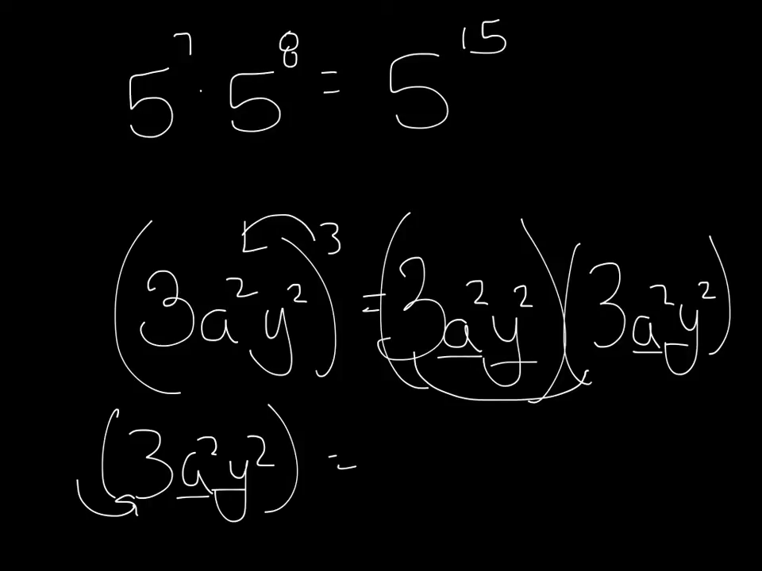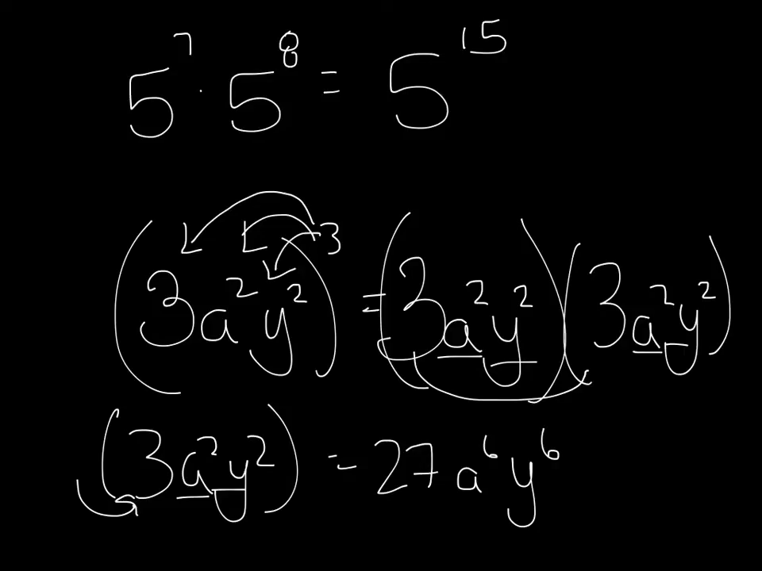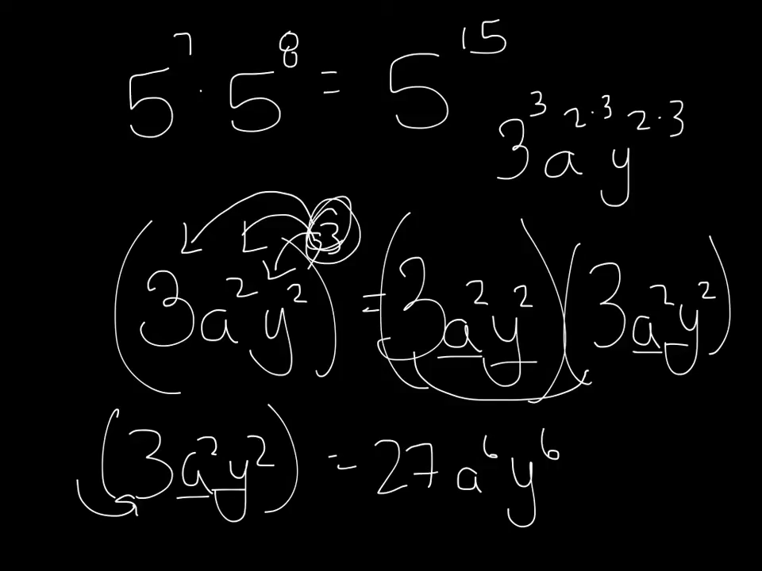So that's equal to 27 because we know 3 times 3 times 3 is 27. And that must be a to the 6th because we can just add them up. That's a squared times a squared times a squared. And that must be y to the 6th. So you might notice that if we just were to say that that was 3 to the 3rd times a to the 2nd times 3 times y to the 2nd times 3.